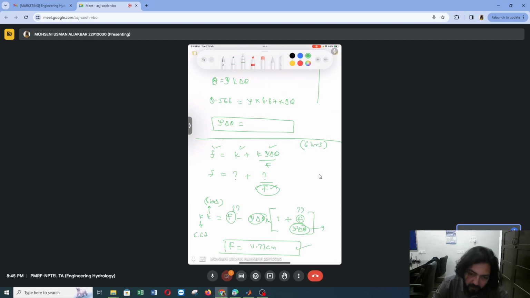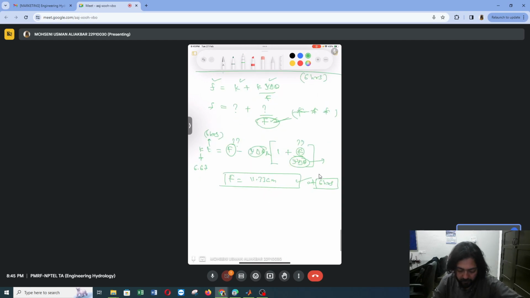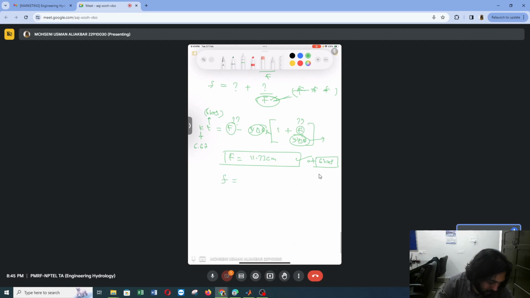So we got the value of cumulative infiltration at 6 hours. Now this value we are going to substitute in the equation above, and then we can get the value of small f. The value of small f is coming around 1.154 centimeter per hour. So this is one example of how you can use the Green-Ampt equation and calculate the value of cumulative infiltration as well as infiltration rate.